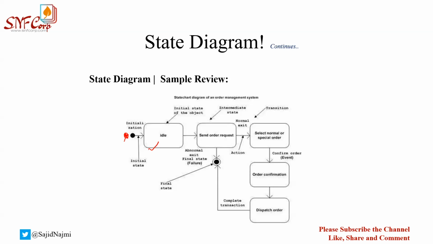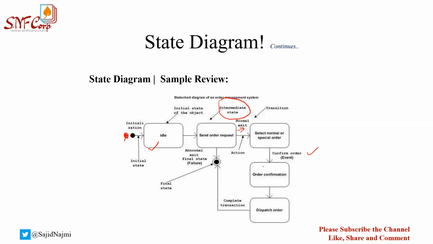Now the second state is send order request. If you see, from one state to another, it is referred to as an intermediate action, but this is another state. First state was idle. Second, somebody sends a request in the second state. Now normal exit, everything is going fine as expected. So this is normal exit. If the order was normal, I'm confirming this order, one of the events, and the another state is order confirmation.